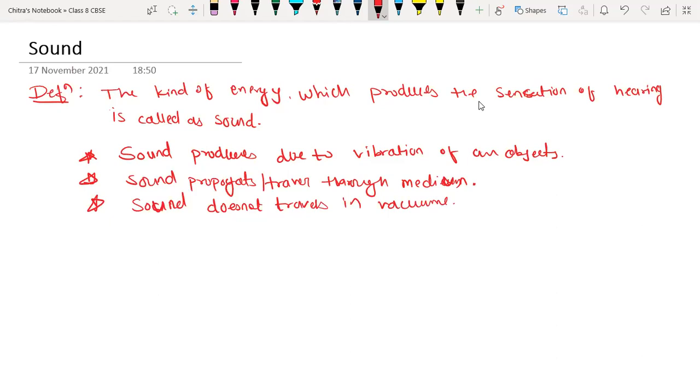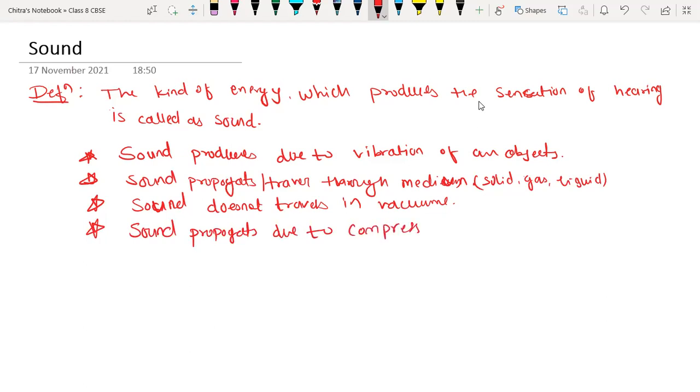Sound always travels in a medium. It may be solid, liquid, or gas. It does not travel in vacuum. Sound is produced due to vibration of an object. Last but not the least important point, sound propagates due to compression and rarefaction of particles. So, is there no sound in space? No.